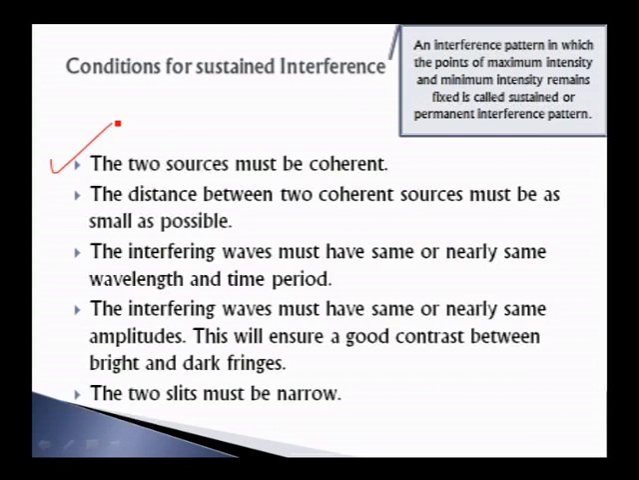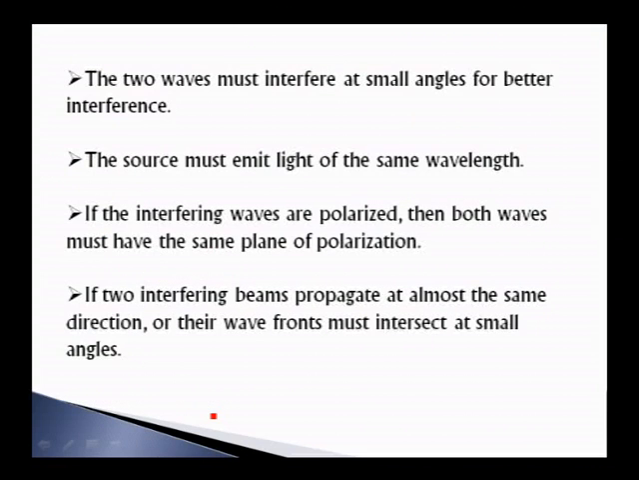Another condition is that the two slits must be narrow. What is meant by two slits here? The slits are considered as the two sources of the same frequency. When we perform the experiment to show this effect of interference, I will tell you this. Next, the two waves must interfere at a small angle for better interference. That means the phase difference should be minimum, so that we can get a good interference. The next is that the source must emit light of the same frequency, which I told you earlier. So the source must be a coherent source.